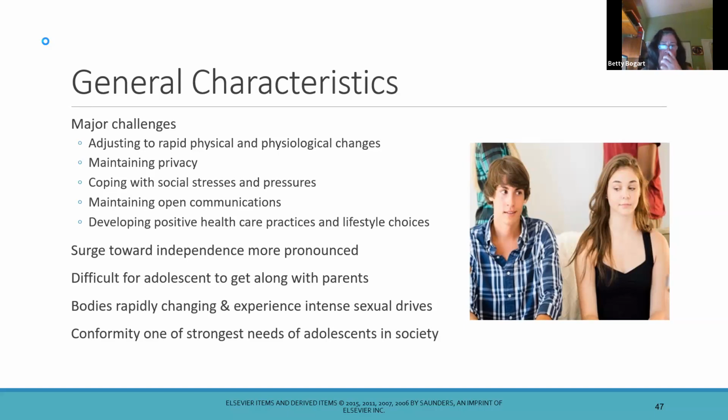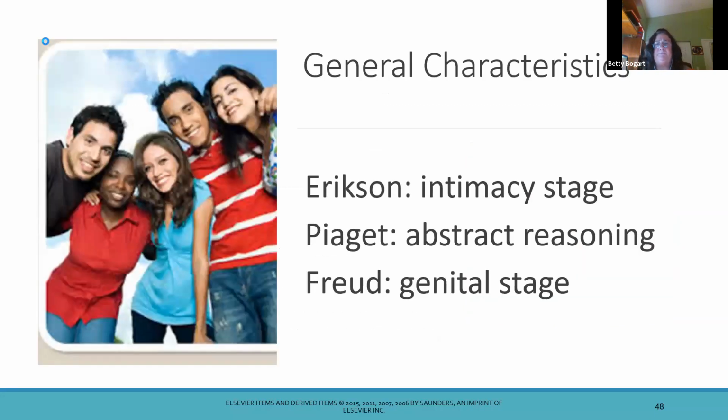They have to learn how to conform to what society wants them to be. And it is a difficult thing. They've got to trial and error and make mistakes and then learn from them. So Erikson, intimacy, it's also identity, right?